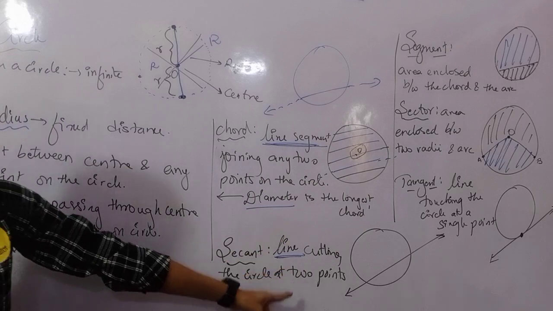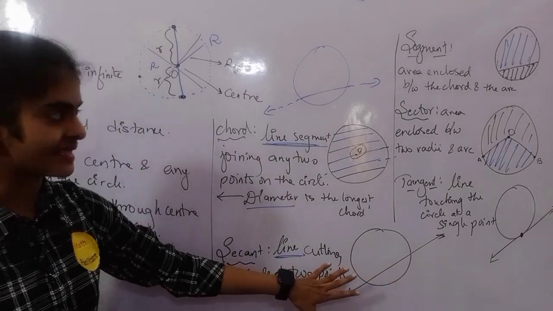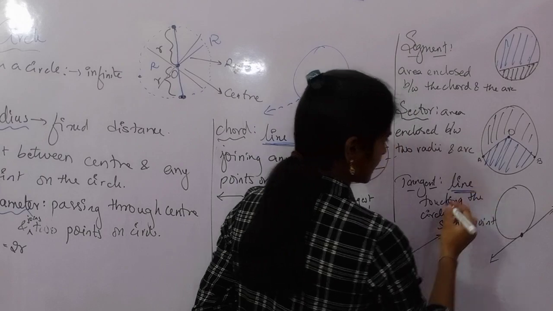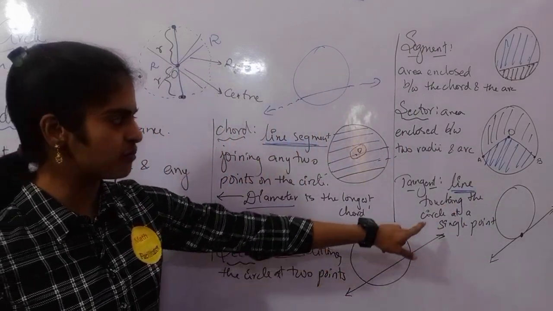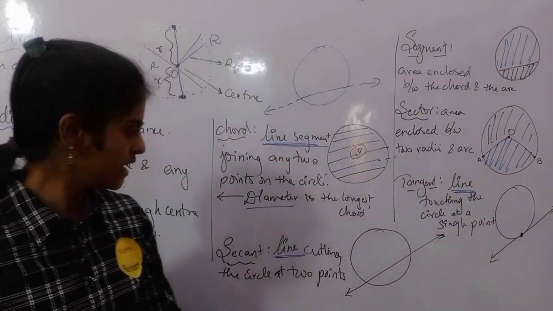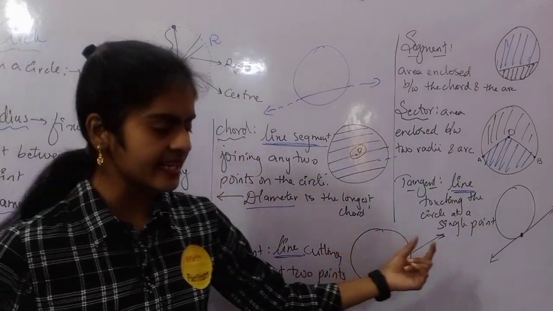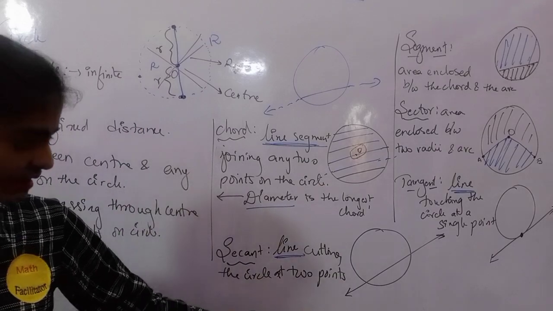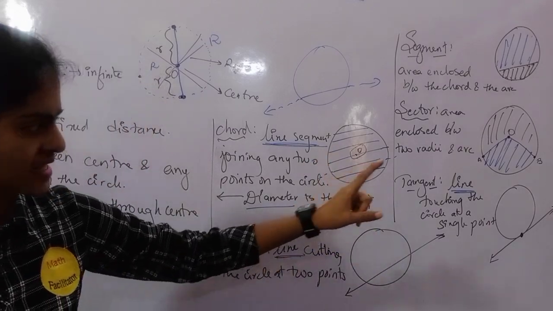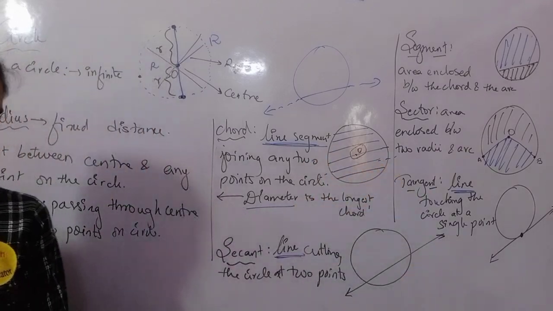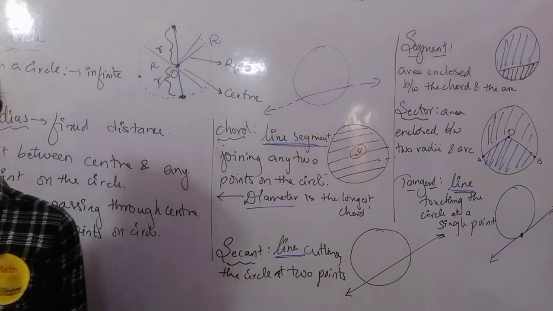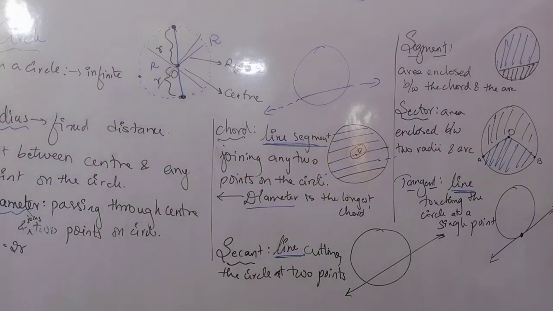So a secant cuts the circle at 2 points, and it is a line. Now a tangent is also a line, but it will touch the circle at a single point. So understand, secant and tangent are actually lines. Secant is cutting at 2 points, tangent is touching at only a single point. Chord is a line segment. Clear? So let's proceed to the next concept now.